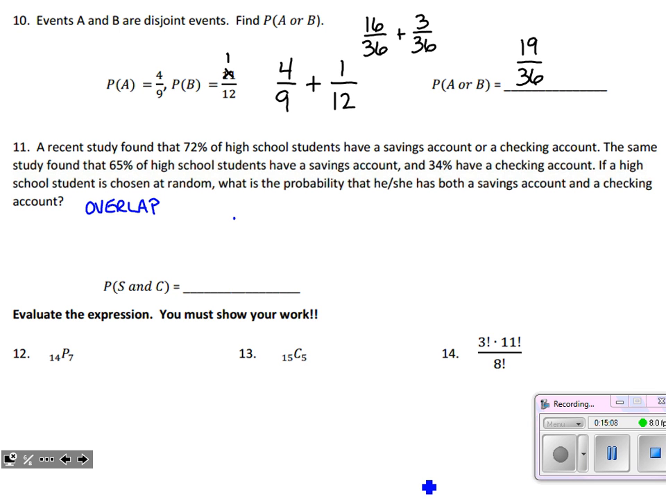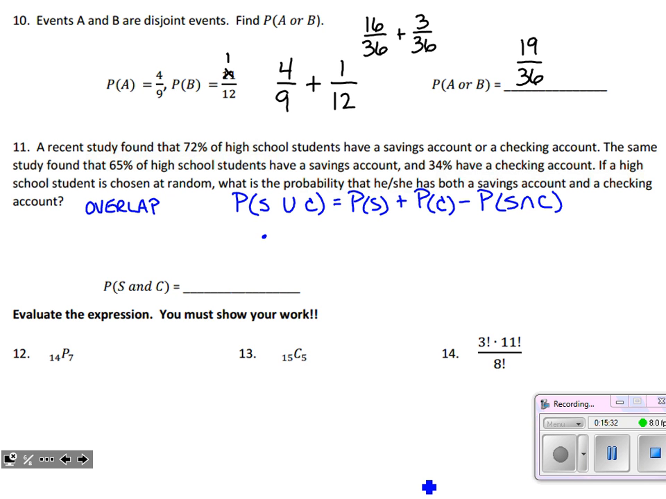So here I'm just going to show you that formula so we can fill that in. The probability of savings or, oops, no, that's an and case, savings or checking is equal to the probability of savings plus the probability of having a checking account minus the probability that they have both savings and checking. Okay, so what do we know?